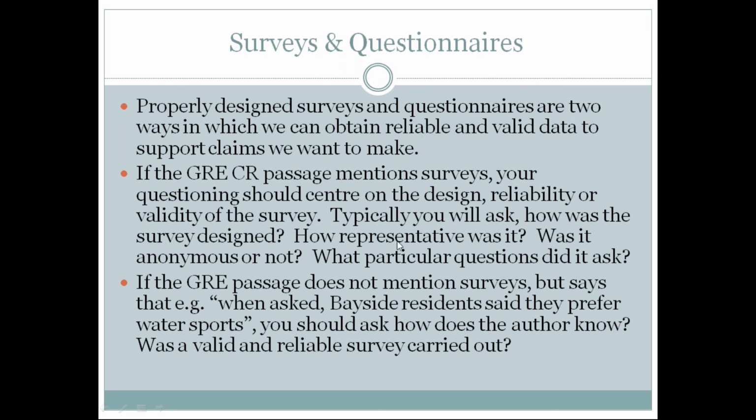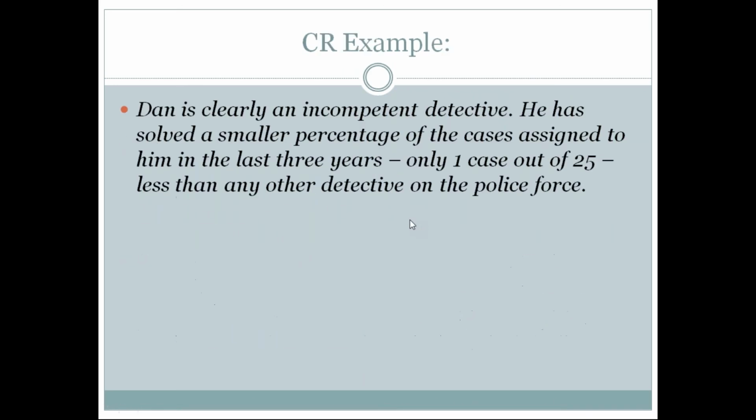So if the GRE passage does not mention surveys, but says, for example, when asked, Bayside residents said they prefer water sports, you want to ask, how does the author know? So here's an example from the critical reasoning. Has anybody seen this example before? No, good. So Dan is clearly an incompetent detective. He has solved a smaller percentage of the cases assigned to him in the last 3 years, only 1 out of 25, less than any other detective on the police force.